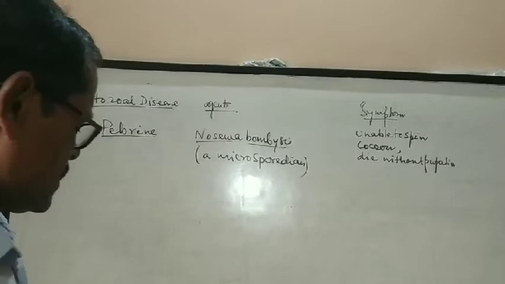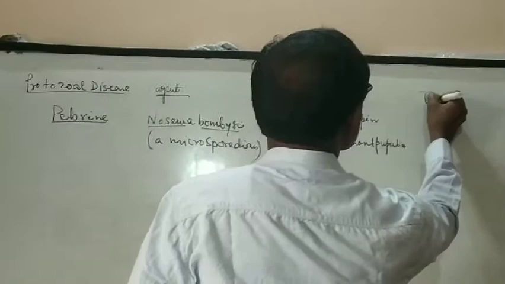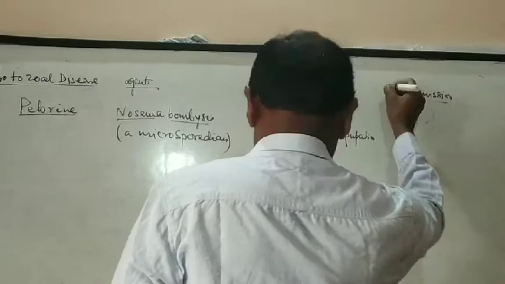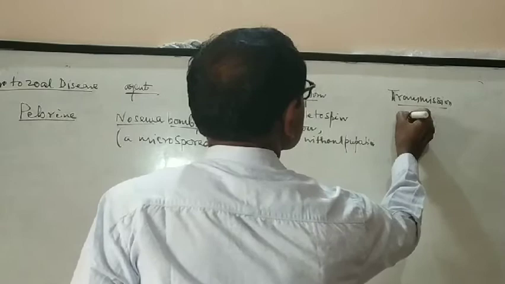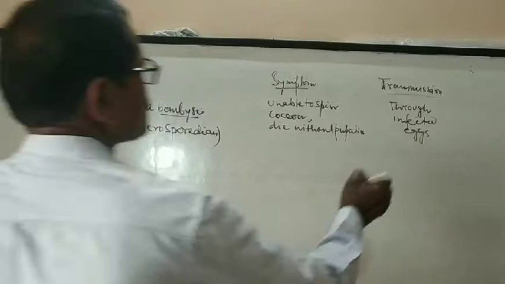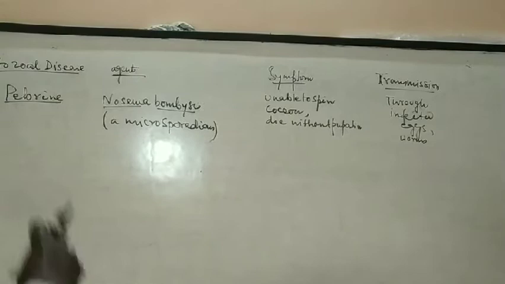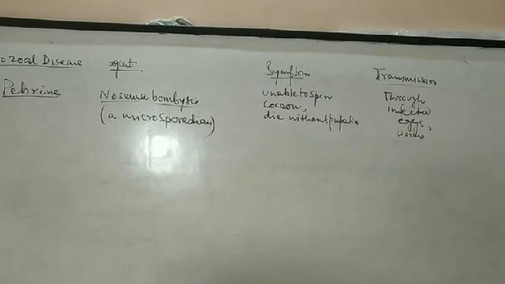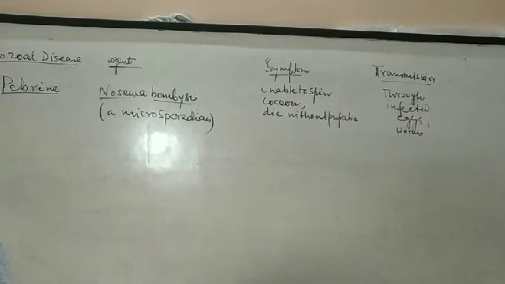Now, transmission is through infected eggs or worms. That means the transmission of the disease will take place if the eggs become infected previously, or the worm becomes infected. So the fresh worm and fresh egg will be infected through contamination.